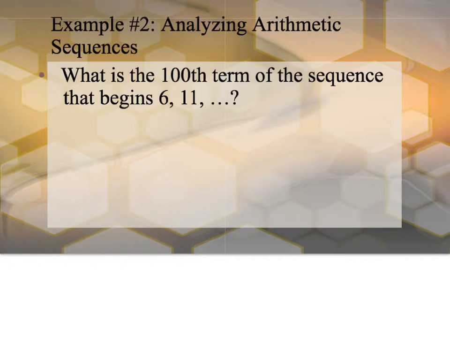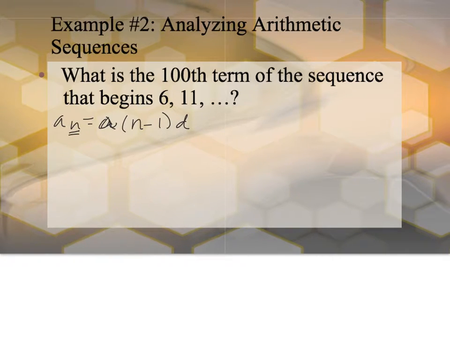In example 2, it says, what is the 100th term of the sequence that begins with 6 and 11? So this is where our formula comes into play. I'm going to rewrite the formula just to remind us what it is. That's A sub n equals A plus parentheses n minus 1 times D. Just as a reminder, A sub n is what that 100th term is going to be, the last term, and that makes sense because of the little n next to it. That n reminds us that it's the number at that term. A is the starting number, n is our number of terms, and D is the difference.